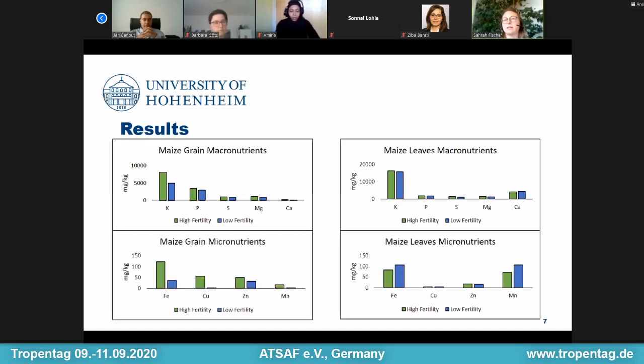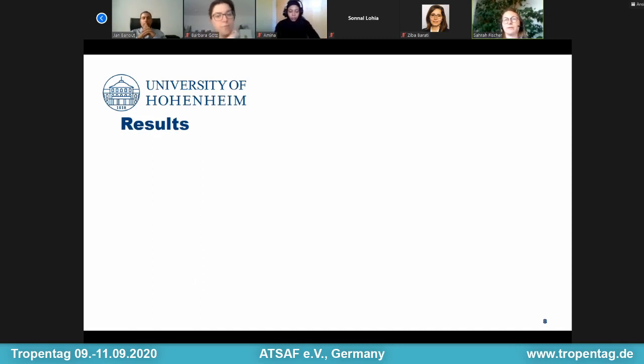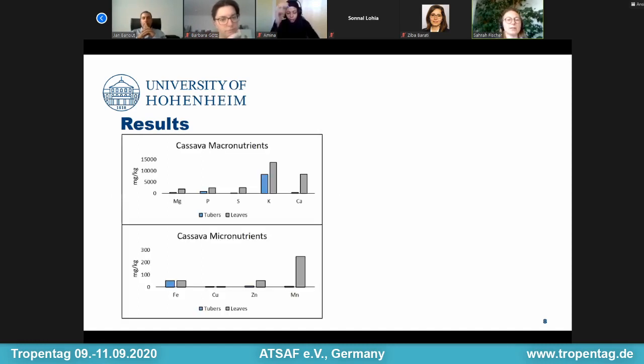And the same thing can be seen in the micronutrients, particularly a strong effect for iron between the high and the low fertility soil. And again, we see the same difference between maize grain and maize leaves. Maize grain is more affected by the difference in soil fertility. Here, I'll just show you the levels of nutrients that we measured in cassava and matoke, since I collected them only in one area. So cassava, here you see cassava macronutrients in the tubers, which is blue, and the leaves, which are gray, and the micronutrients. And as we can see, the tubers often have a lower nutrient concentration than the leaves. I'm aware that cassava leaves can sometimes be consumed, but in our research areas, they weren't. So we treated them just as leaves and not as food.